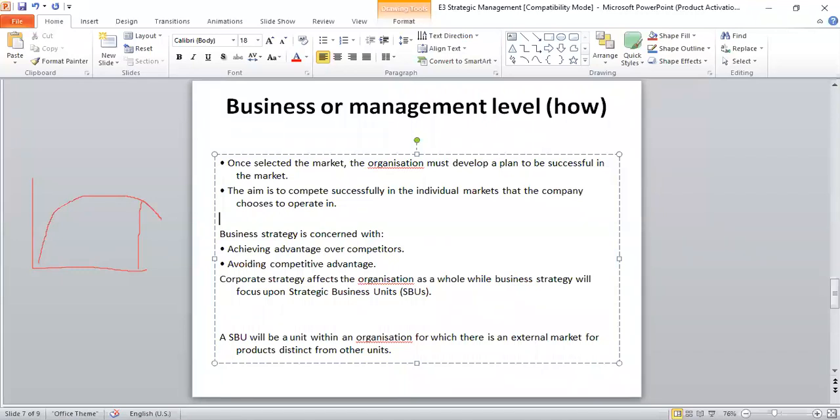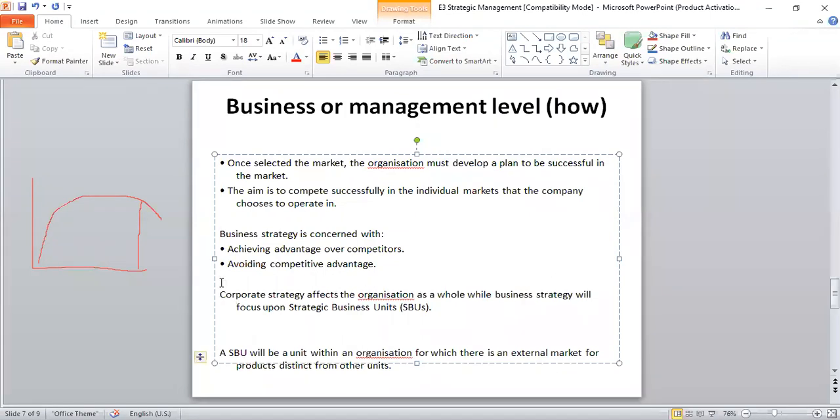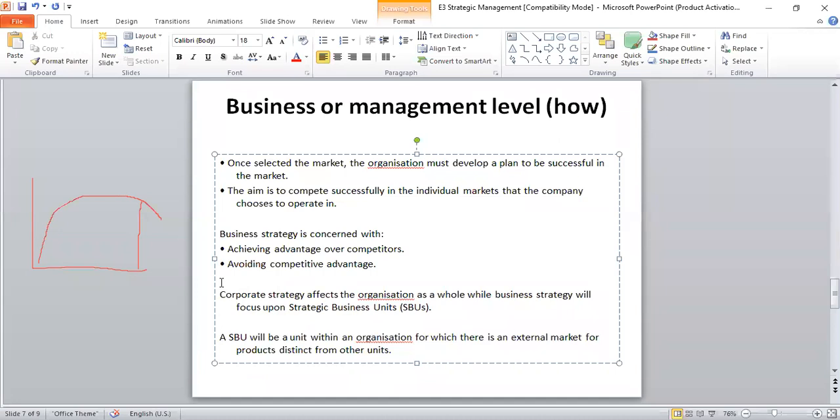Then it says that corporate strategy affects the organization as a whole, while business strategy will focus upon strategic business units. But what are strategic business units? Now, to measure the performance and to see that the course of action is implemented as a whole, it may not be possible, depending on the size and structure of the organization.